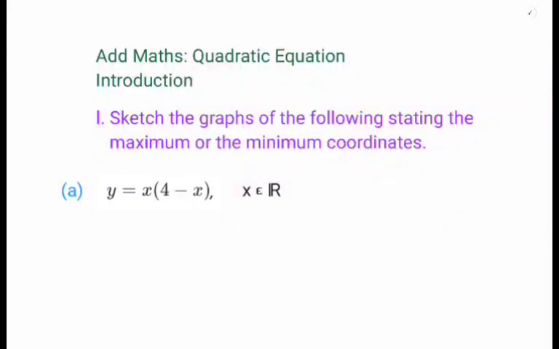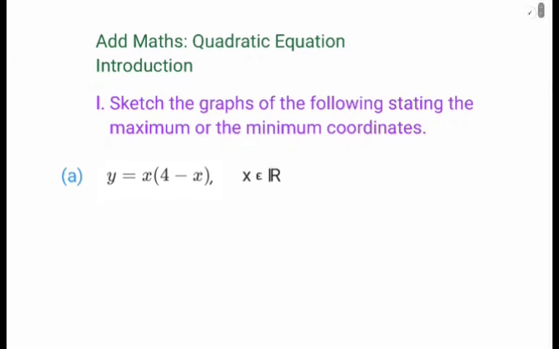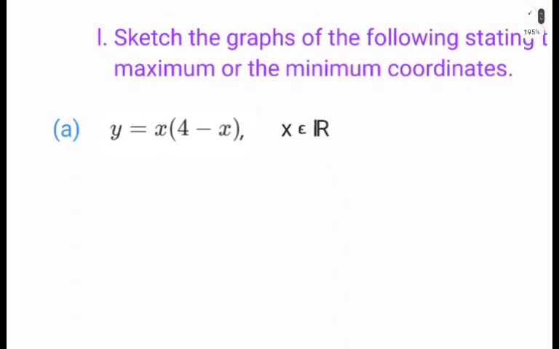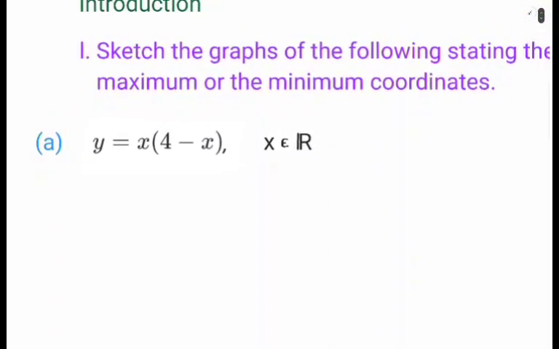Looking at the quadratic equation, this is the introduction. So let's say, sketch the graphs of the following, stating the maximum or the minimum coordinates. In this case, we want to sketch the graph. But before you can sketch the graph, first you have to look at when y is equal to 0.